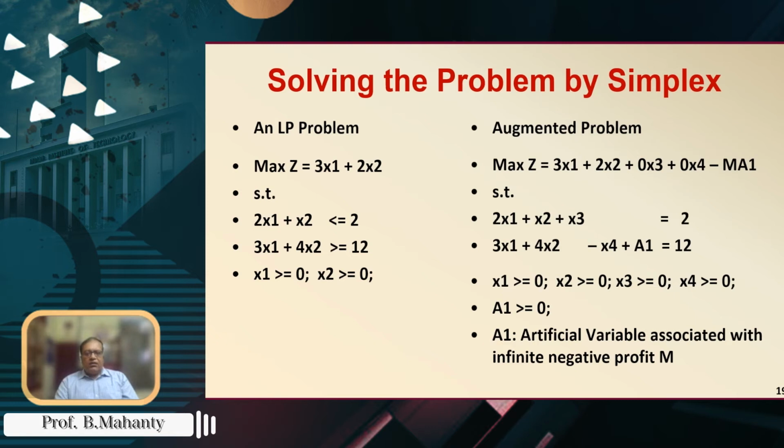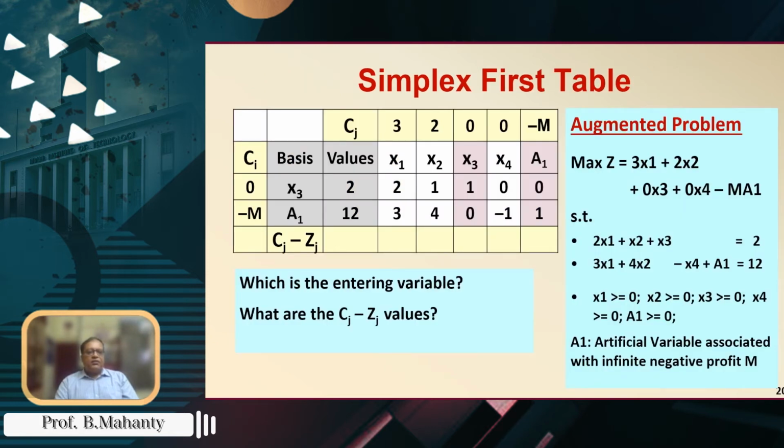Now after we got the augmented problem, here is the simplex first table. X3 and a1 are in the basis, and the values are 2 and 12, and these are the coefficients. This x3 and a1 form the unity matrix. X4 is with 0 and -1. So the question naturally comes: which is the entering variable and what are the Cj minus Zj values? Look here, the Cj's are not all zeros. So initially there will be Zj values and therefore Cj minus Zj values would be different from the usual. So how much should it be?